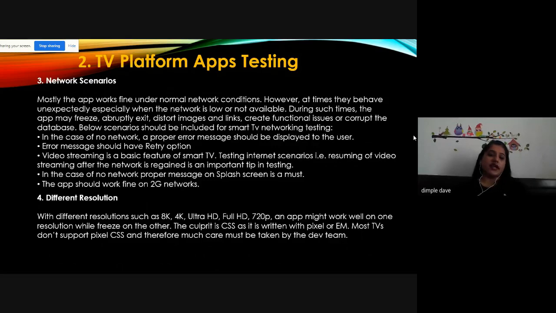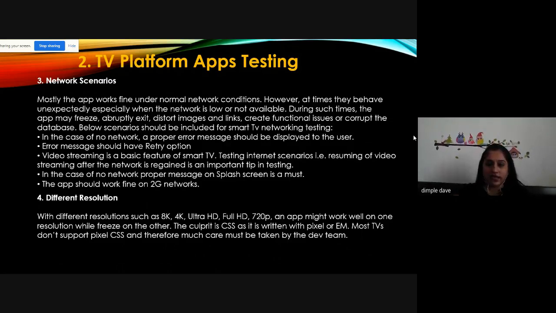The third thing is network scenarios. Mostly the app works fine under normal network conditions. Now everyone knows that all smart TVs definitely work on the internet. Even nowadays the most famous is the Jio set-top box. Many people might be aware of it, right? The whole Jio set-top box works on the internet. What if the internet is not there? You won't be able to enjoy the TV.